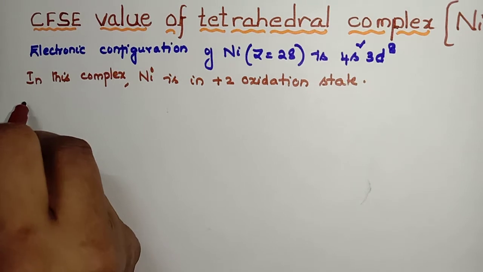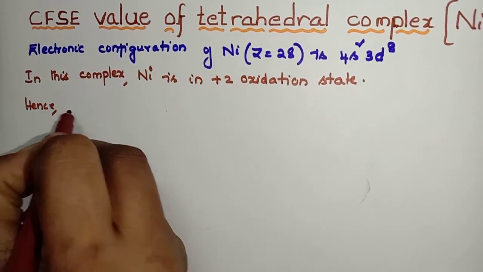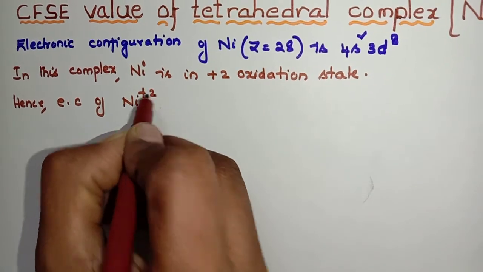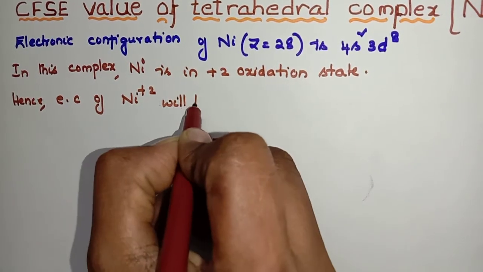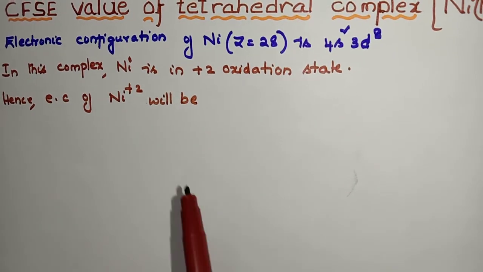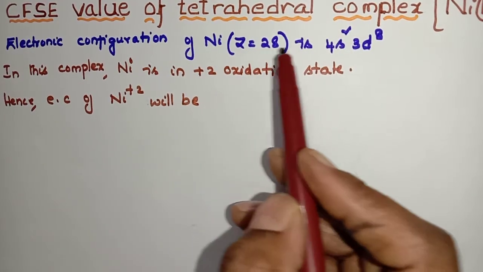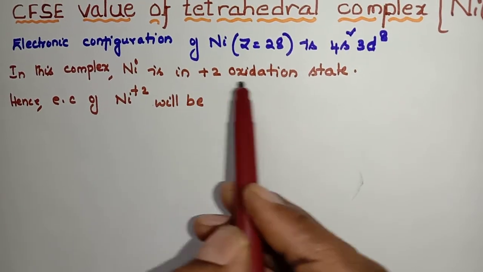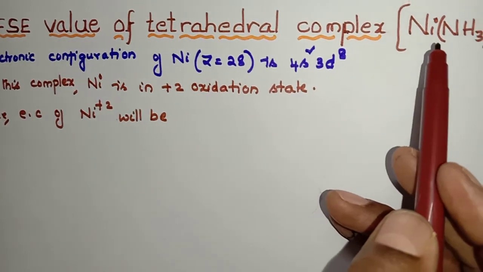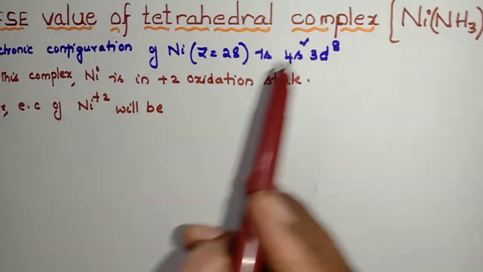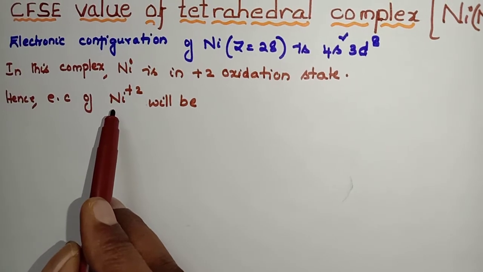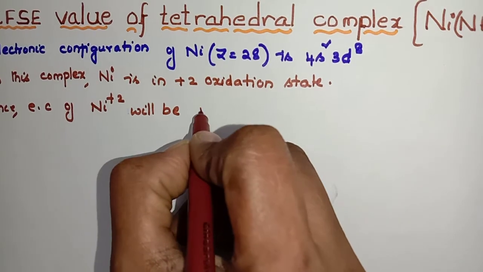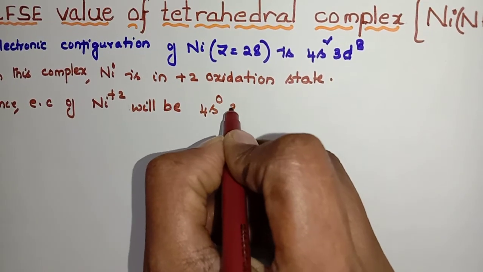So hence electronic configuration of Ni2+ will be how much? See, when its atomic number is 28, its outermost shell configuration is 4s2 3d8. Now it is in +2 oxidation state in the present complex. So electronic configuration of Ni2+, that means it lost its 2 electrons. It will be how much, students? 4s0 3d8.